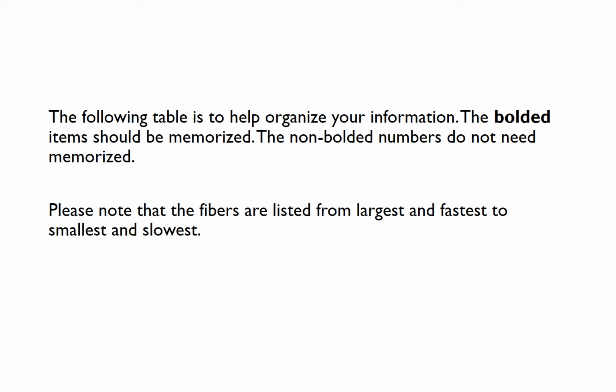You don't need to memorize the entire table, but I did bold some things that you should memorize. And you should also be familiar with the general concepts. How, for instance, the naming conventions are listed from, for example, largest and fastest peripheral nerve conduction to smallest and slowest. And that'll make more sense as soon as you look at the next table.